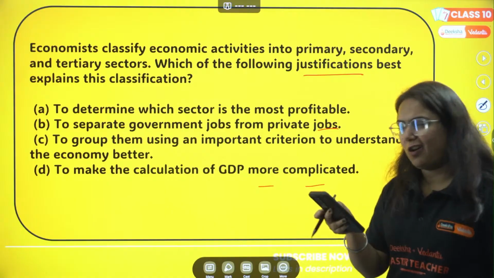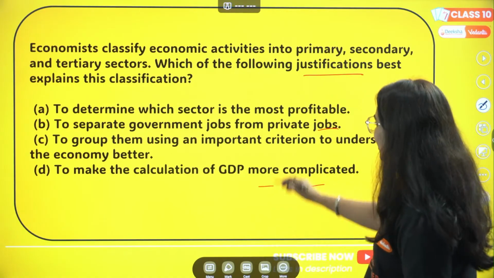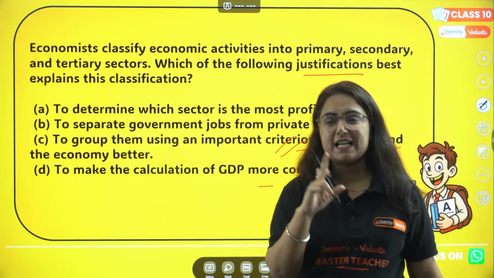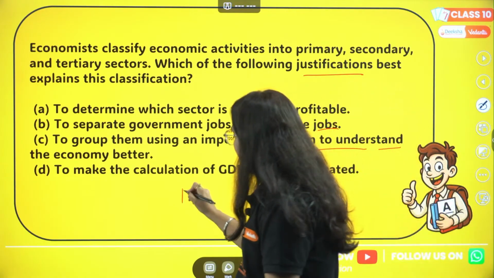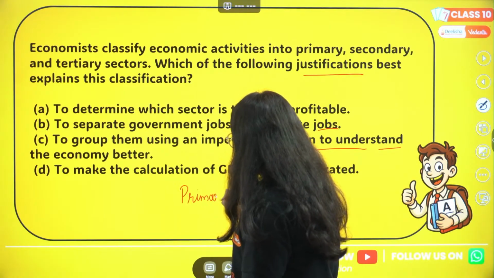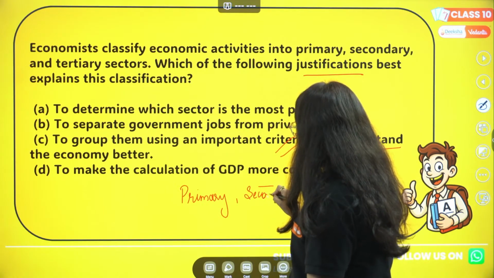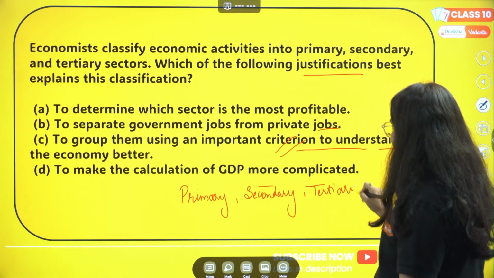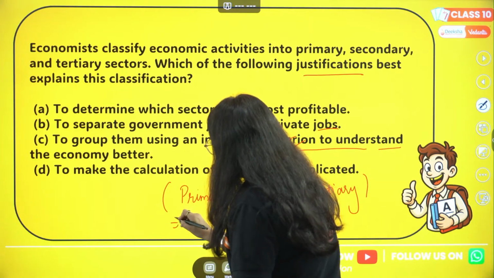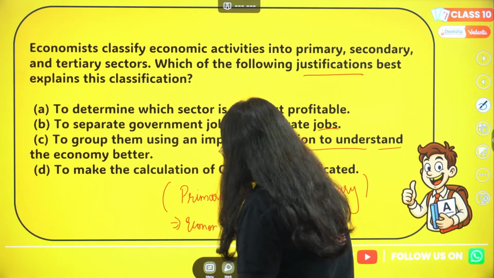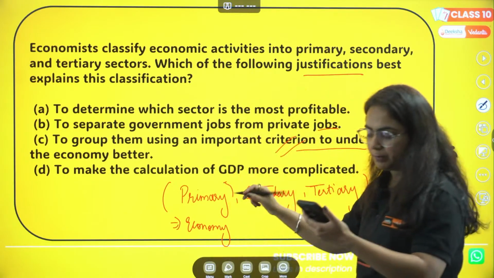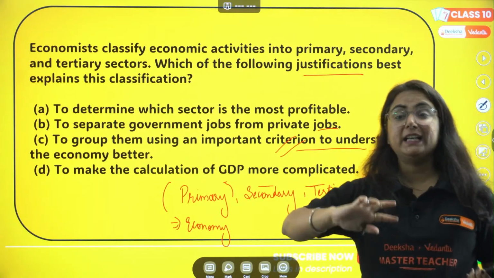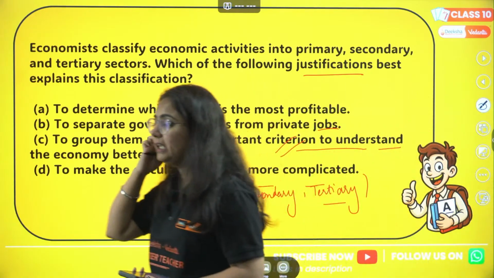So today I think all the answers are coming as C, right? Yes, to group them using an important criteria to understand the economy better. This one is the correct option because why are we dividing it into primary sector, secondary sector and tertiary sector? Like you might have seen in this chapter, we were comparing all the sectors so that we can know the details of the economy, how many people are employed in the primary sector and how much income is generated. Similarly, how many people are employed in the tertiary sector and how many are working there.